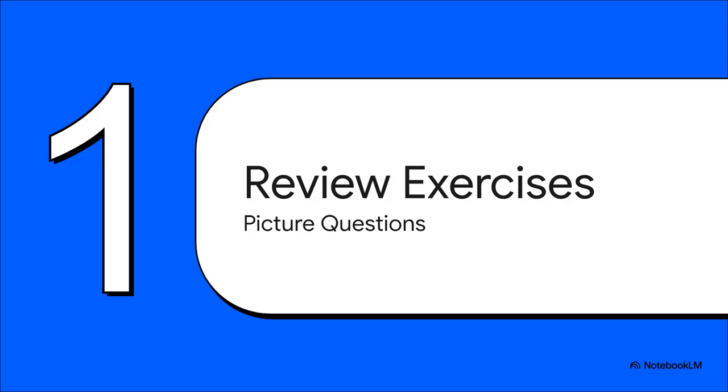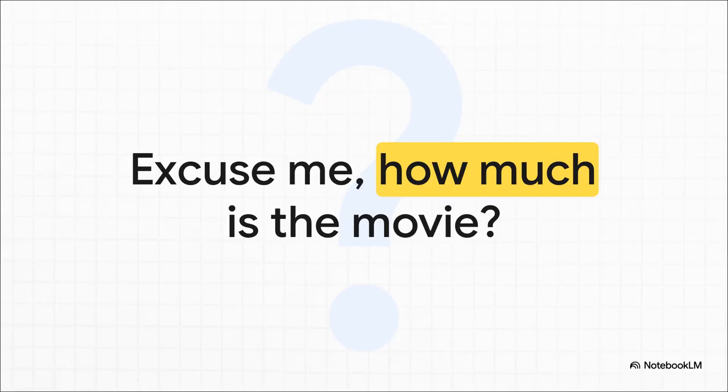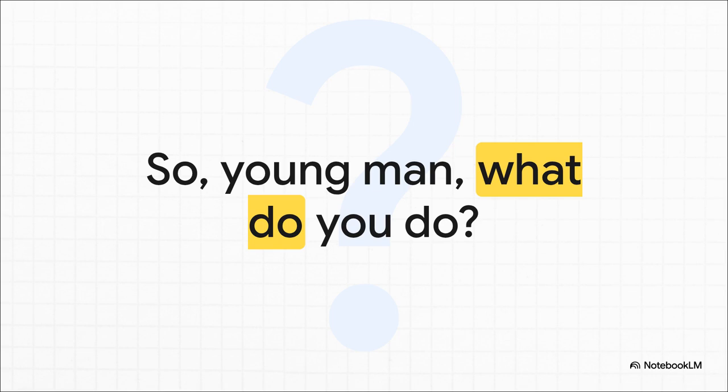Okay, first up, let's jump into some review exercises right from page 54. I'm going to give you a question for a picture, and your job is to come up with a great answer. Okay, picture this. You're at the movie theater. The question is, excuse me, how much is the movie? In Arabic, that's afwan, kam سعر الفيلم? Now, a really natural and helpful answer would be something like, it's $10 for adults. باللغة العربية, إنه $10 للبالغين. Simple and clear.